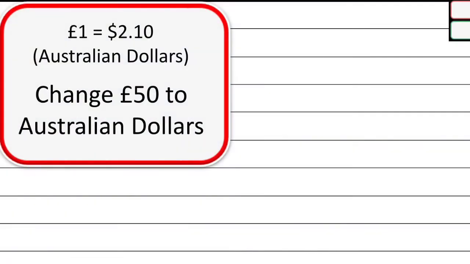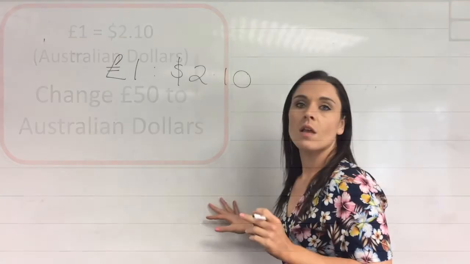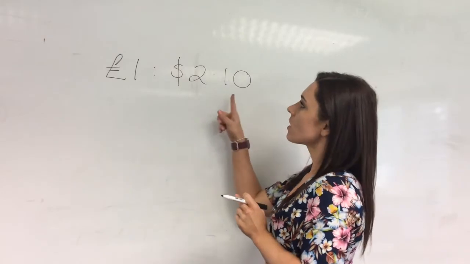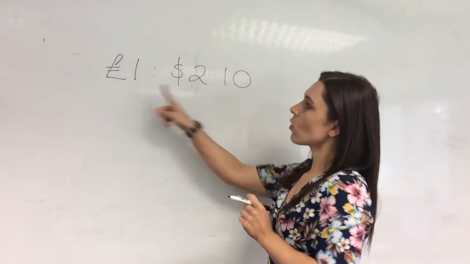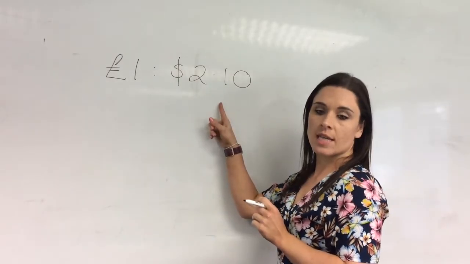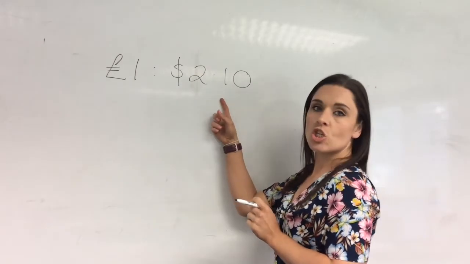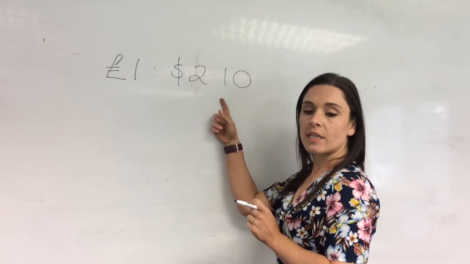Here we can use the unitary method to convert between different types of currencies. Have a go at this question. What do you think you might need to do? The question tells us that the current exchange rate from pounds to Australian dollars is £1 to $2.10. So for every pound, we would exchange that for 2.1 Australian dollars.